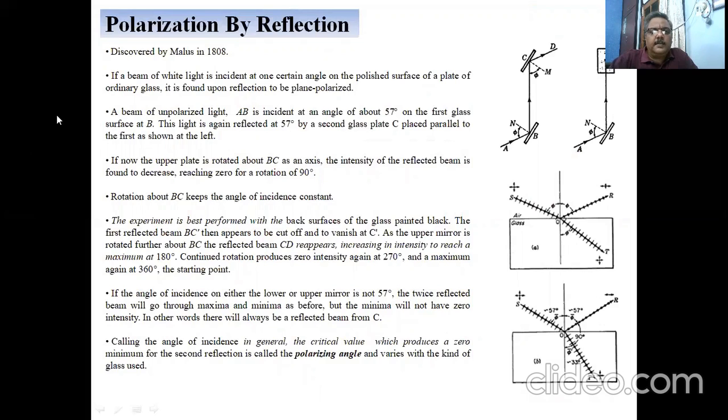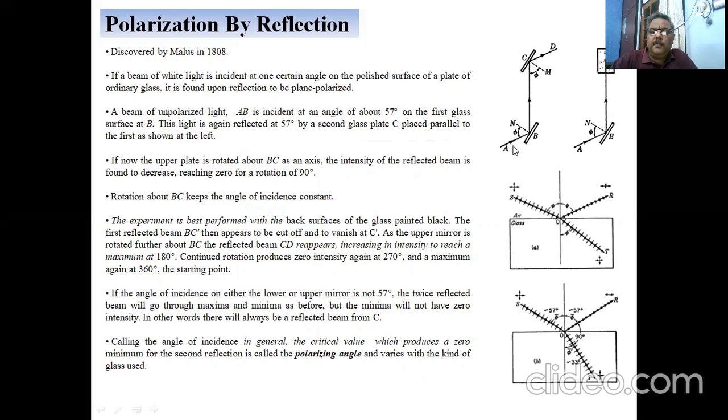So let's consider polarization by reflection. This was discovered by Malus in 1808, and he said that if a beam of white light is incident at a certain angle on the polished surface of a metal or ordinary glass, it is found upon reflection to be plane polarized.